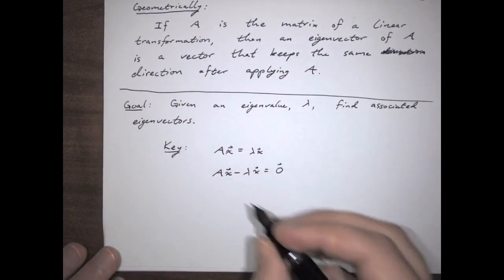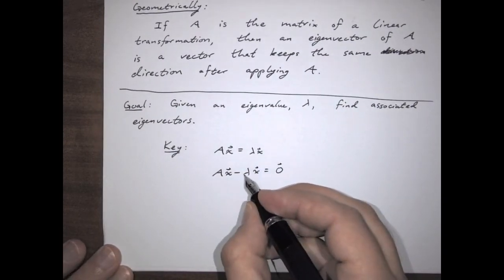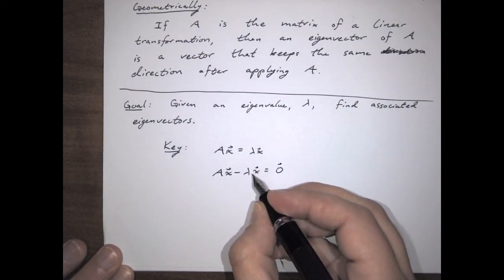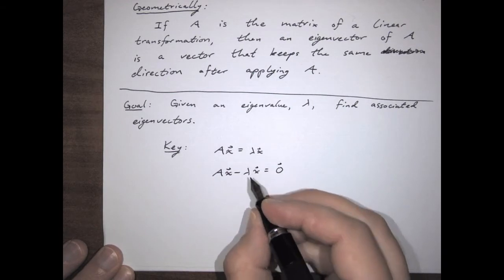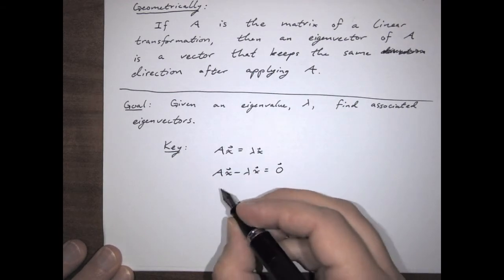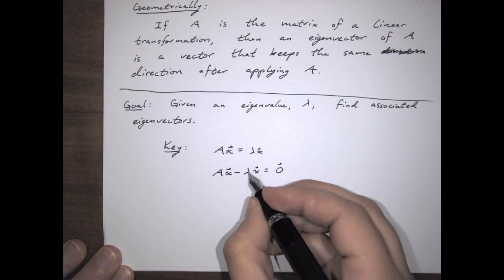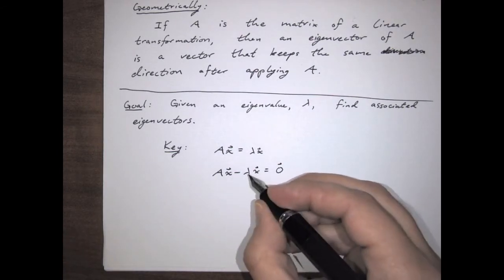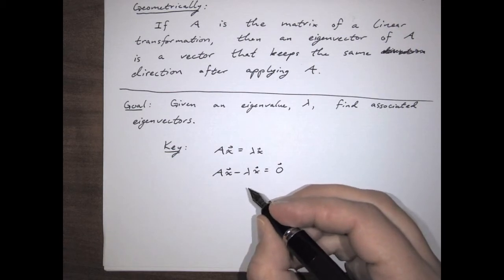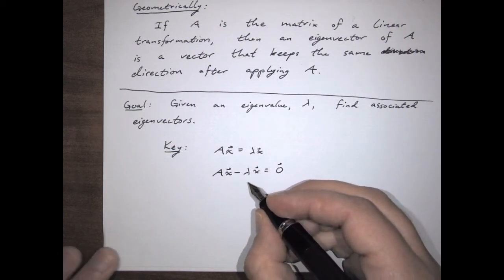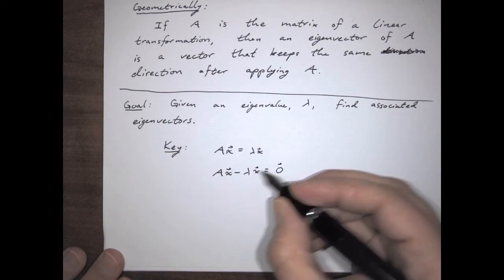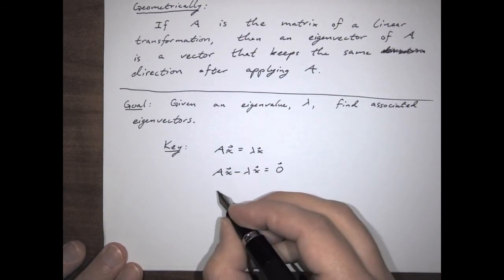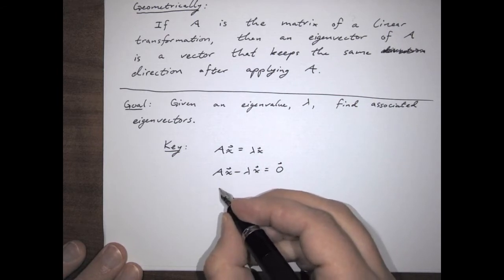But here we would want to be able to factor out the x, but we can't do that because I can't factor an x out of these two things and leave behind a subtraction, because this would not actually be defined. A minus lambda: A is a matrix, lambda is a number, and there's no such thing as subtracting just a number from a matrix. They have to be the same species.